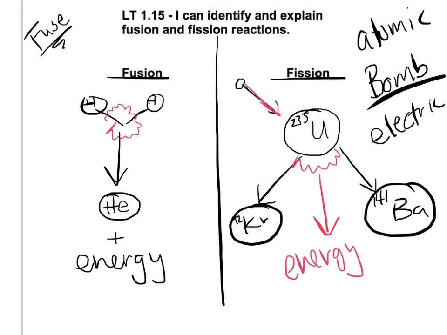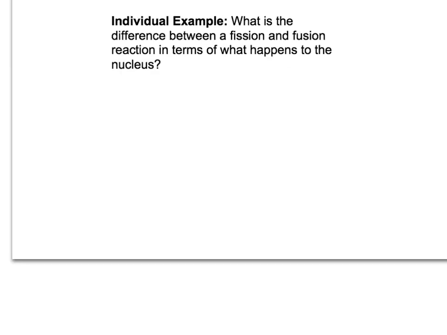Fusion, on the other hand, is what powers our sun. So those are the two types of nuclear reactions that happen: fusion and fission. Individual example. What is the difference between a fission and a fusion reaction in terms of what happens in the nucleus? So pause your video and resume it when you want to know the answer, and check yours.